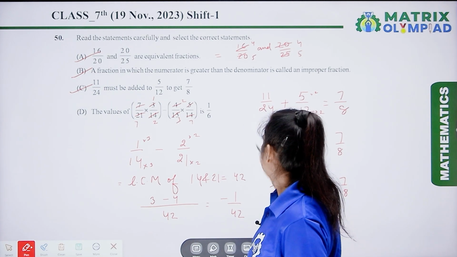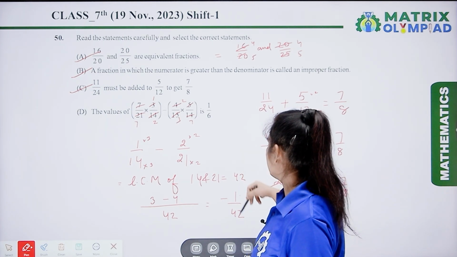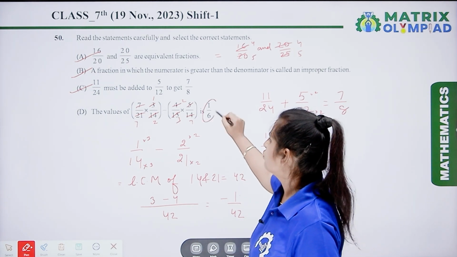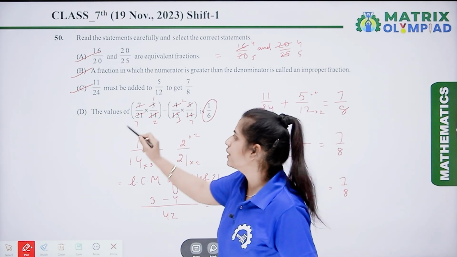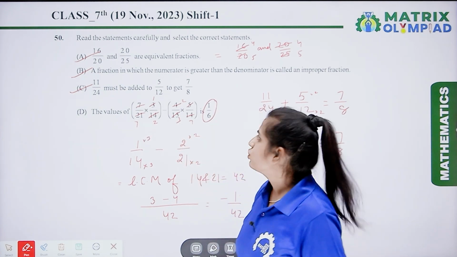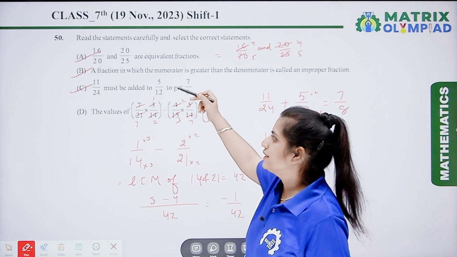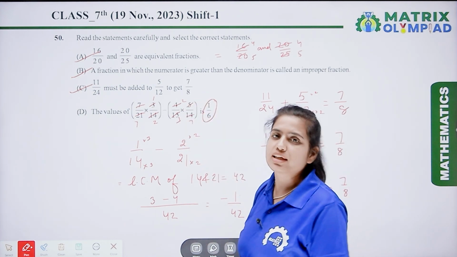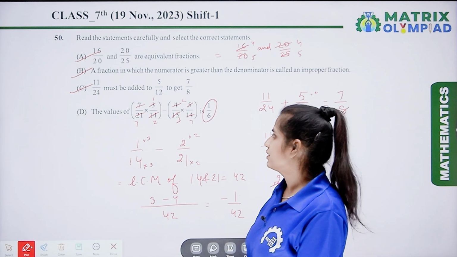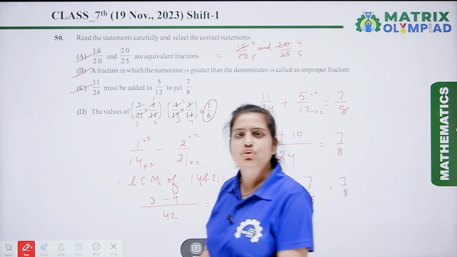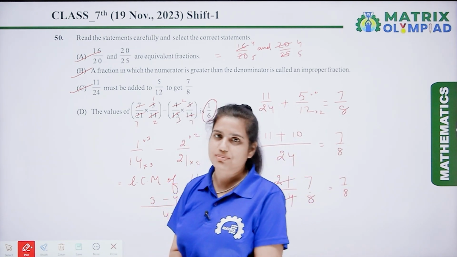So here the answer is minus 1 upon 42, but here it is 1 upon 6. So the last statement is not correct. So here, according to the question, we can say that A, B and C are the correct answer. I hope you all understood the solution of this part.